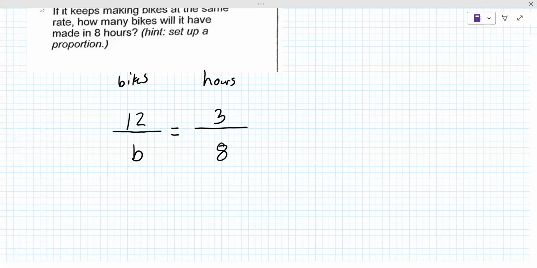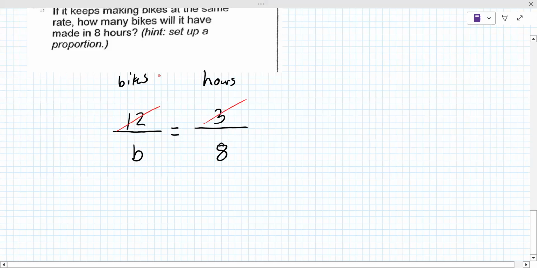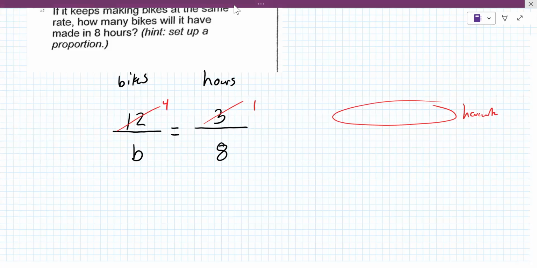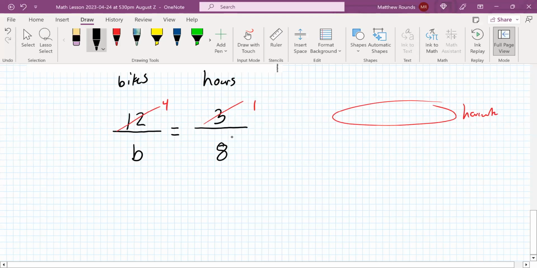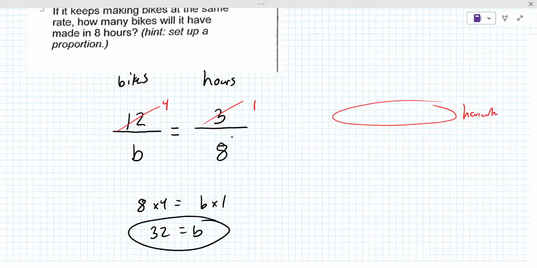Do you have any questions for me on this one? No. Would B equal 32? It is 32. Yeah. Now you could pre-reduce, and this is more of an advanced way. You can actually take 12 and divide it by 3. You can go horizontal with the pre-reducing. And so this would become 4 and 1. And so that's the way to make this go faster. 8 times 4 equals B times 1. 32 equals B. Yeah. There you go.